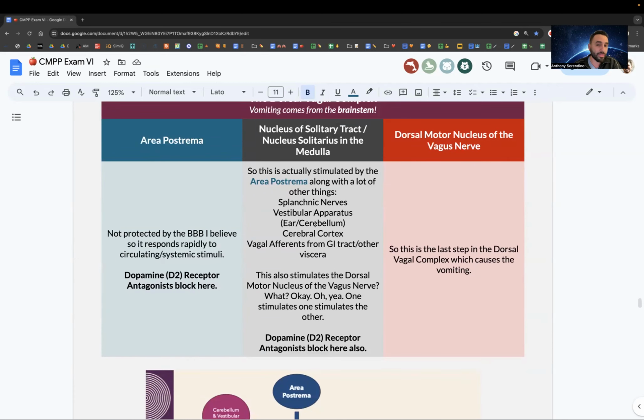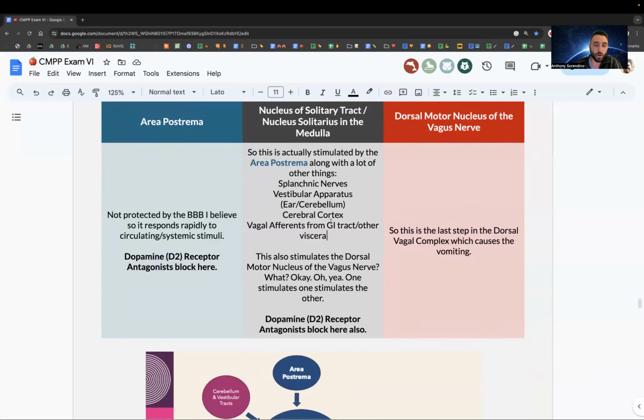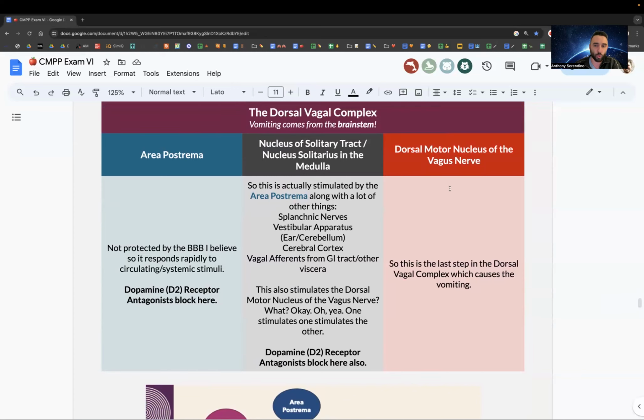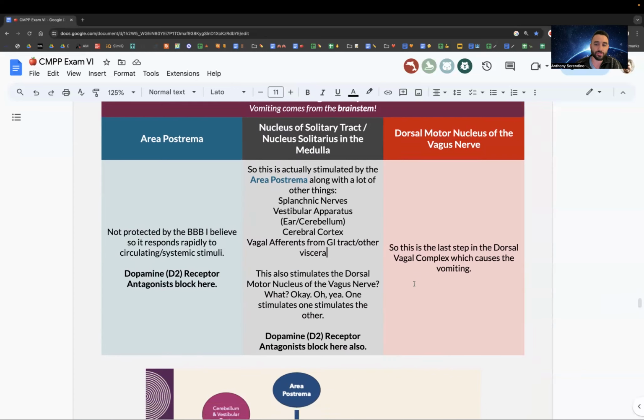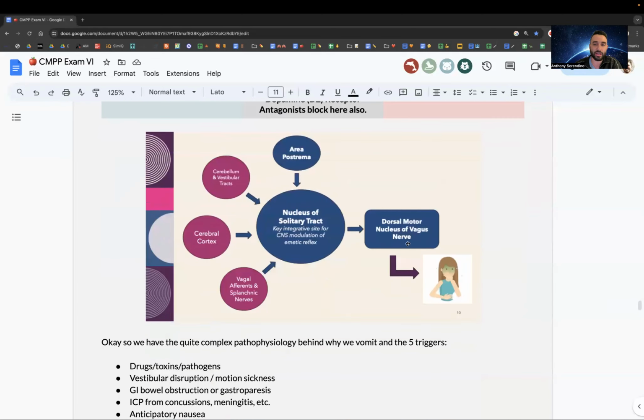It's stimulated by the area postrema and a bunch of other things: the splanchnic nerves, vestibular apparatus, cerebral cortex, vagal afferents from the GI tract, because that's actually the only cranial nerve that's going into the abdomen. It's the vagus nerve. So it's bringing information up to the brain from the GI tract, which is kind of cool, I guess. The D2 receptor antagonists are also going to act here. And then the final process of this whole dorsal vagal complex is the dorsal motor nucleus of the vagus nerve. This is what then leads us to vomit. So that's kind of the end result there.